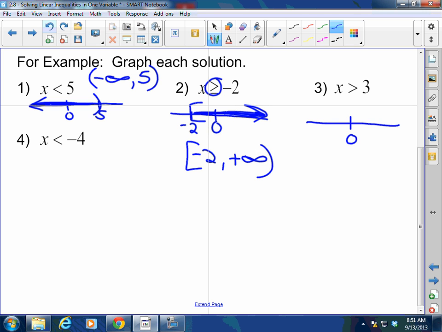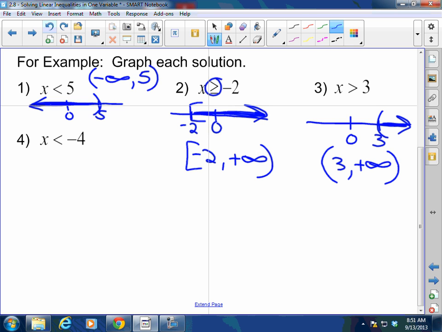X is greater than 3. Mark my 0 as a reference point. Here's my 3. Am I going to the left or right? To the right. Parentheses or bracket? Parentheses. And I go to the right. What's my interval notation here, gentlemen? Parentheses. 3. Comma. Positive infinity. And then I close it with a parentheses.